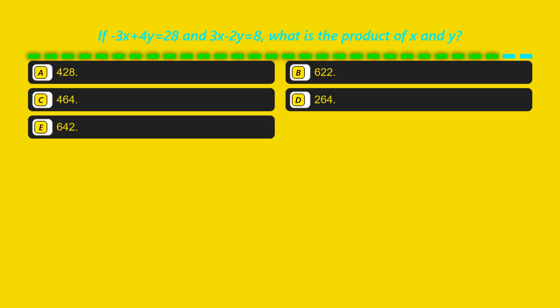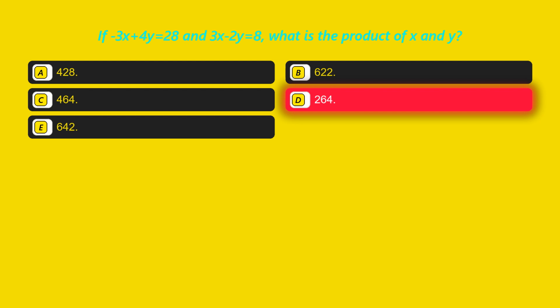Question 1. If -3x + 4y = 28 and 3x + 2y = 8, what is the product of x and y? Option A, 428. Option B, 622. Option C, 464. Option D, 264. Option E, 642.